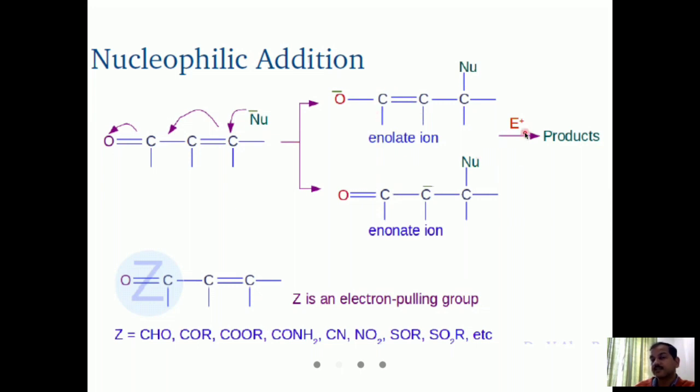Now in the next step, the electrophile will attack. Where will it attack, this oxygen or this carbon? You have to answer it. So now the product will form. In this case, some electron withdrawing group will be there, and that will promote the addition reaction. For example, you can see CHO, COR, CONH2, CN, etc.